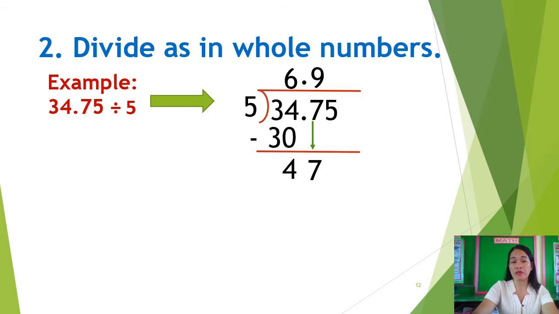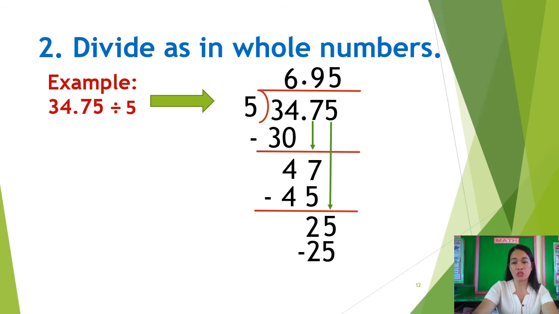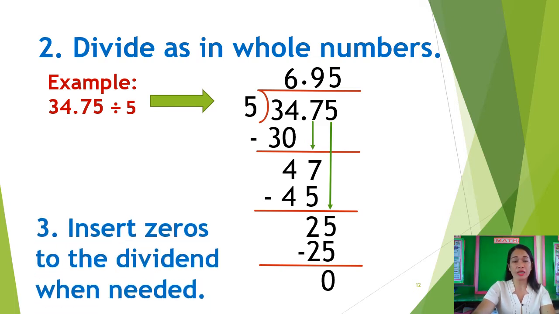So 47 divided by 5 is 9. 9 times 5 is 45. So 47 minus 45 equals 2. Bring down 5. So 25 divided by 5 is 5. 5 times 5 equals 25. So 25 minus 25 equals 0. Next step is insert zeros to the dividend as needed.